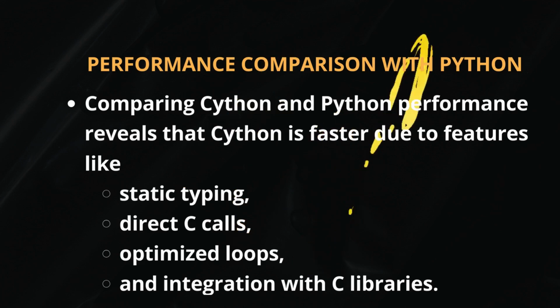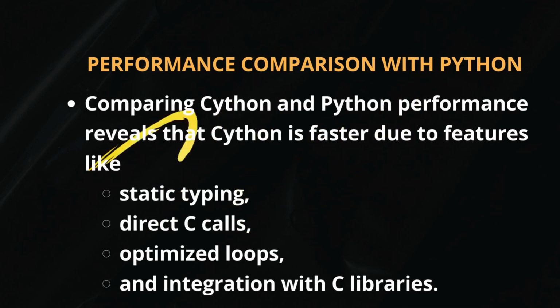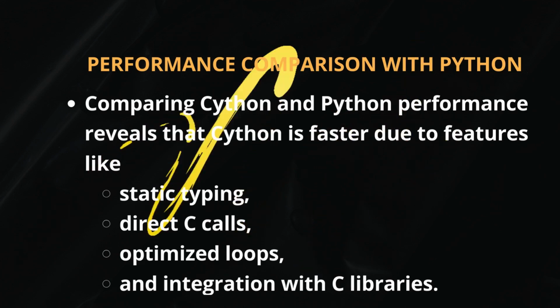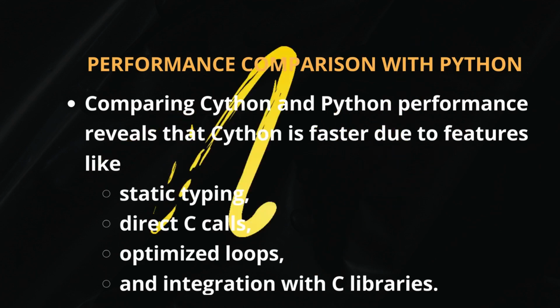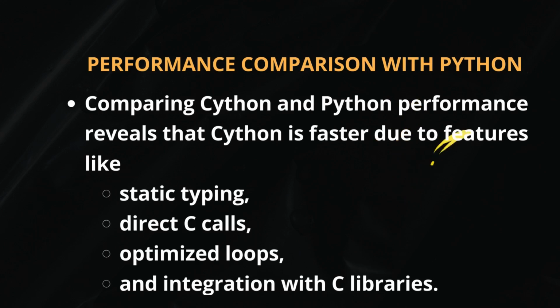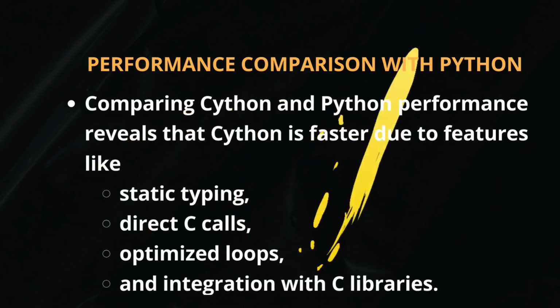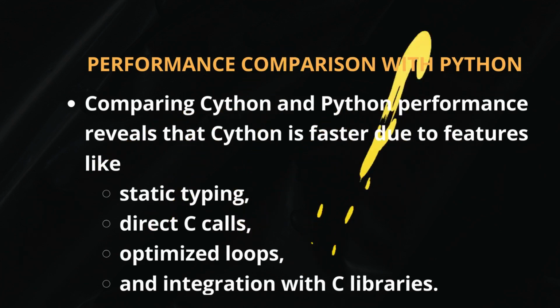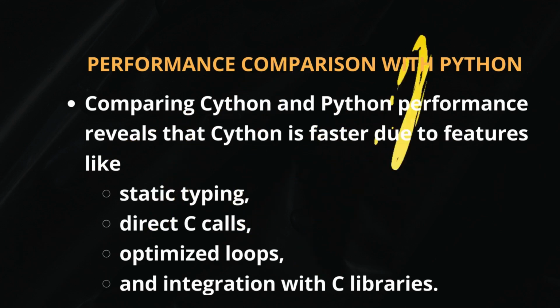Cython allows you to add static type declarations to variables and function arguments, which enables the compiler to generate more efficient C code. Cython also allows you to call C functions directly from Cython code, eliminating the overhead of Python function calls. Cython can optimize loops more effectively than Python, resulting in faster execution times for loop-intensive code.